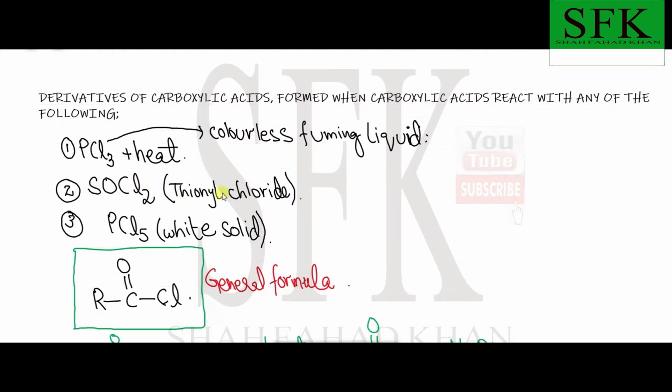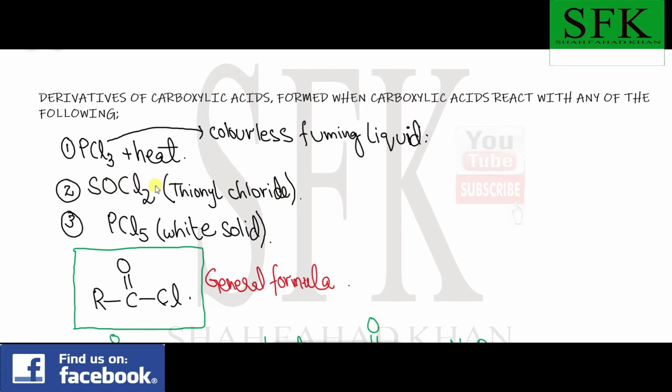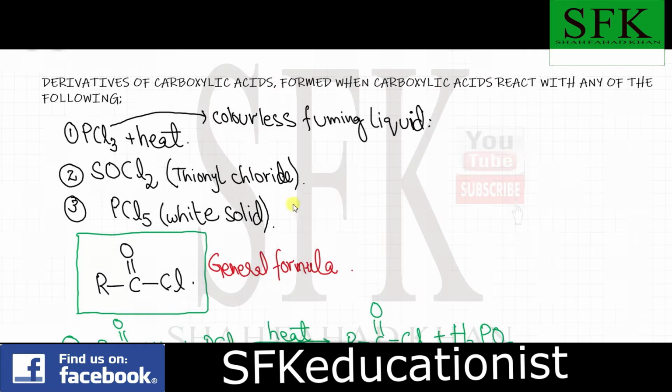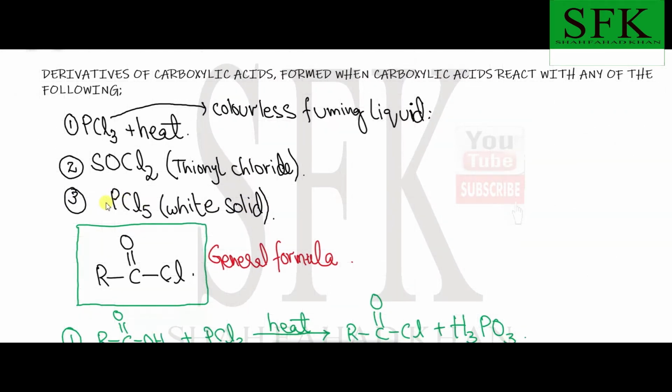SOCl2, which is also known as thionyl chloride, also reacts with carboxylic acids to form acyl chlorides. And SOCl2, the thionyl chloride, also does not require heat. PCl5 is a white solid at room temperature. It can also react with carboxylic acids to produce acyl chloride as the major product. Okay, and it also doesn't require heating.